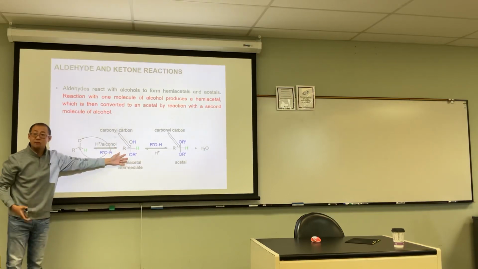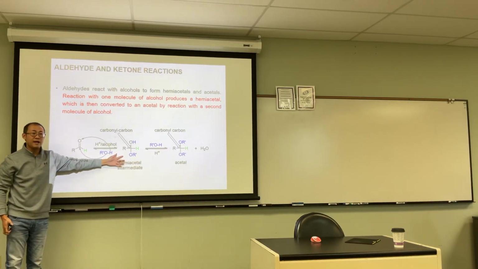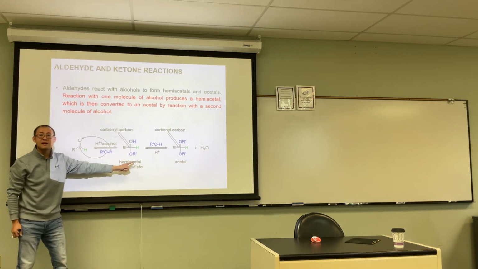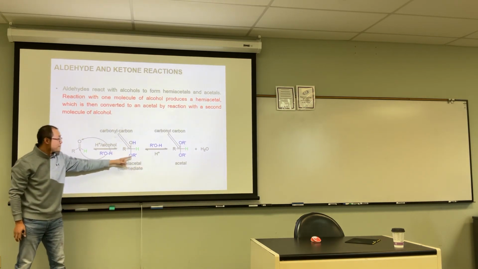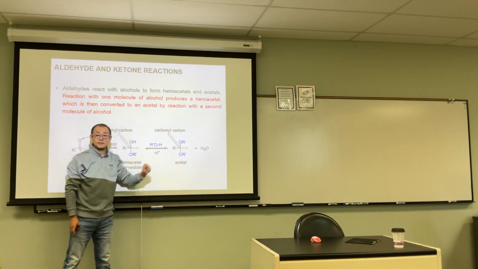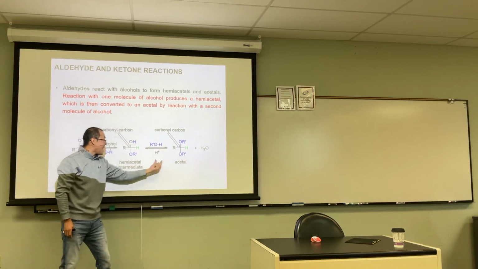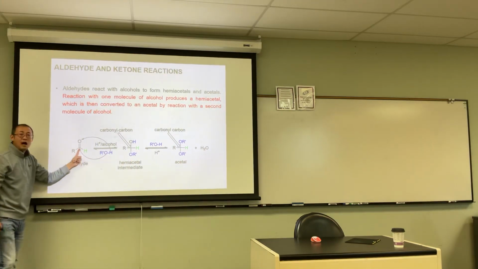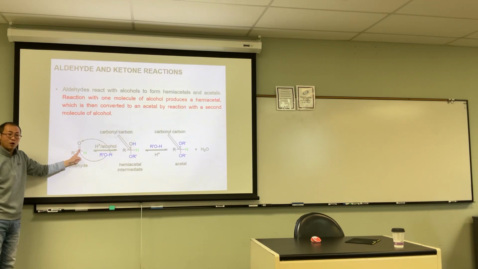After adding the first alcohol, we call the product hemiacetal. After adding both alcohols, we call the product acetal. The reason they're both acetal is because this compound was from an aldehyde.